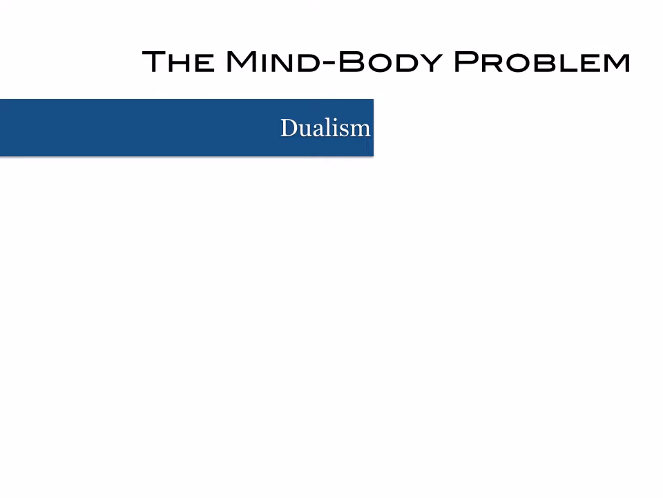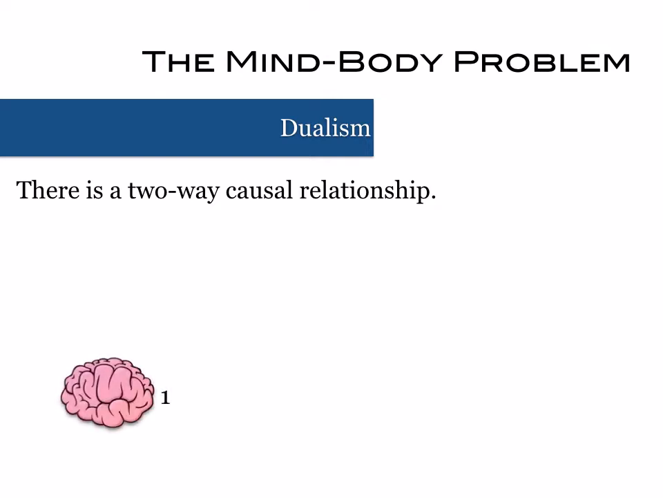Dualism argues that there is a two-way causal relationship between the mental states that we have and the material body states that we have. So we might explain it this way. Brain state 1 can cause mental state 1 to take place. If you stub your toe, that will send information from your nerves up to your brain, which will cause you to have a mental state of pain. But it's a two-way causal relationship.